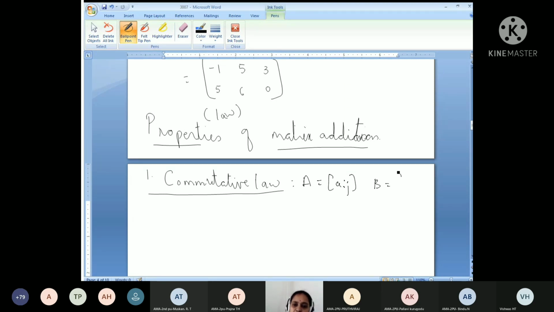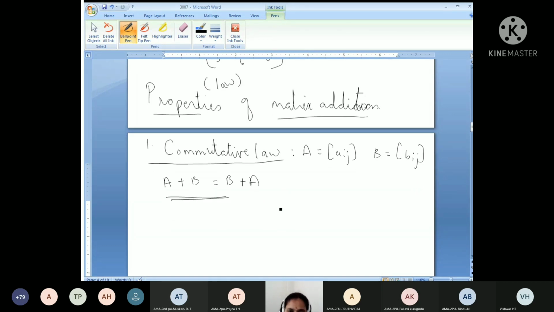and B is equal to Bij are any two matrices of same order. You can say order m by n. Then the commutative law is A plus B is equal to B plus A. This is our commutative law: A plus B is equal to B plus A.